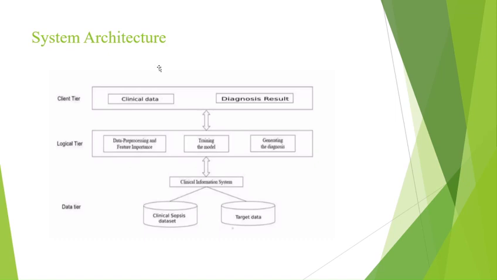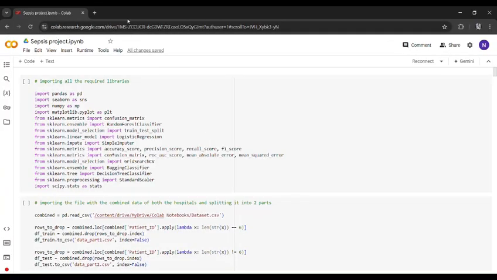Now, let's come to the code part. Implementation. In the first step, we are importing all the required libraries like confusion matrix, which is used to evaluate the performance of a classification model by computing the confusion matrix. Random forest classifier, which is an ensemble learning method for classification that operates by constructing multiple decision trees. The bagging classifier, which is an ensemble method that fits multiple base classifiers on random subsets of the original dataset and then aggregates the predictions.